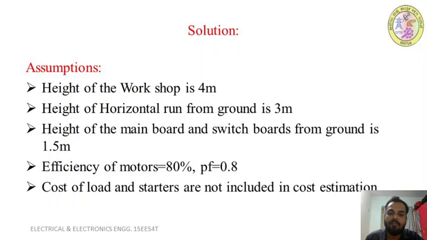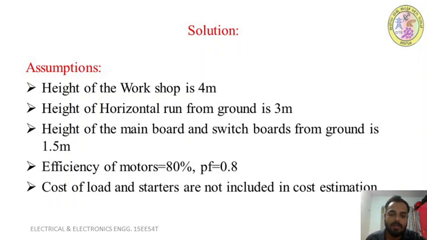Next, the height of the horizontal run from the ground is 3 meter. Whatever horizontal run we are taking, that is the surface conduit system along the wall, is at a height of 3 meter from the ground level. Next, the height of the main board and switch boards from the ground is 1.5 meter. All the switch boards, starter boards and main boards are placed 1.5 meter from the ground level on the wall. That is one more assumption.